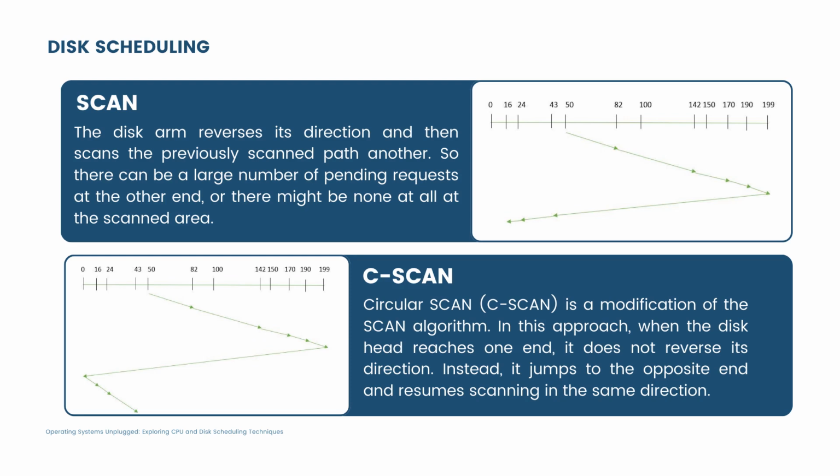Next is SCAN. The disk arm reverses its direction and then scans the previously scanned path again. So there can be a large number of pending requests at the other end, or there might be none at all in the scanned area. Next is C-SCAN, or circular scan, a modification of the SCAN algorithm. In this approach, when the disk head reaches one end, it does not reverse its direction. Instead, it jumps to the opposite end and resumes scanning in the same direction.